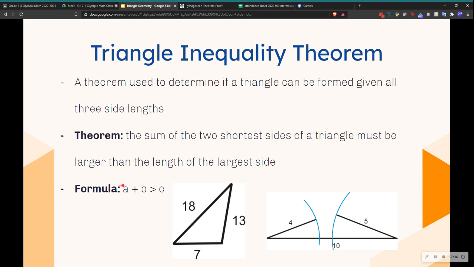Remember, A and B are the shortest sides, the two shortest sides. C has to be the longest side of the triangle. That's how it's defined.